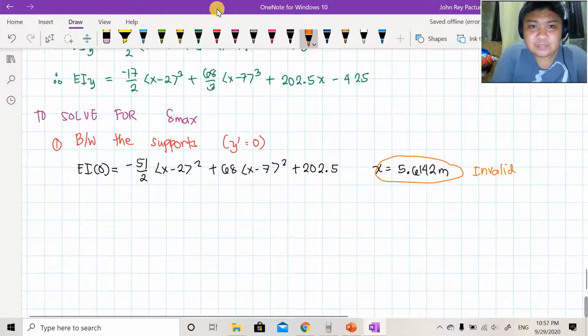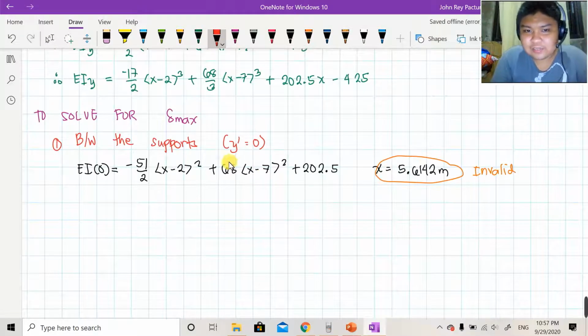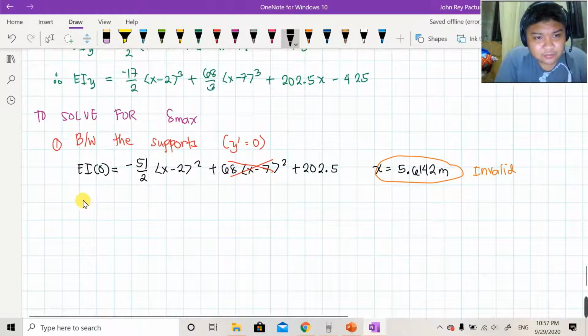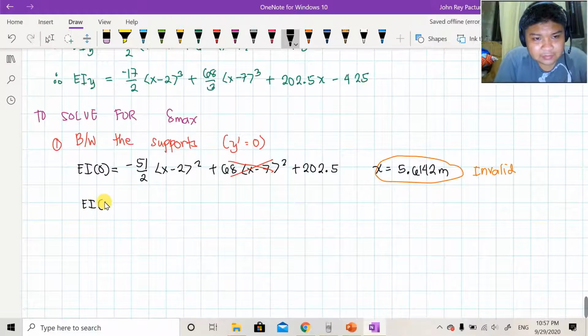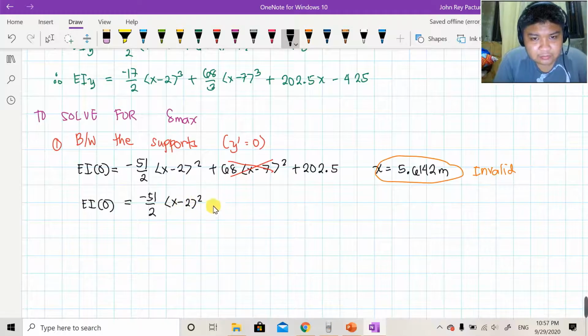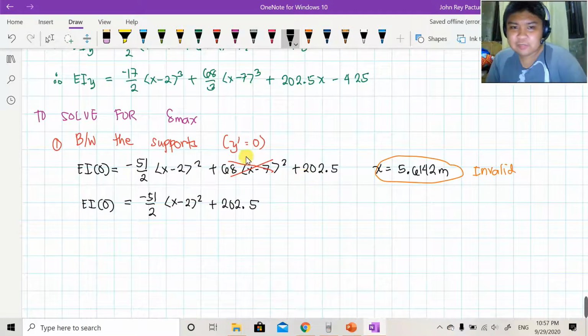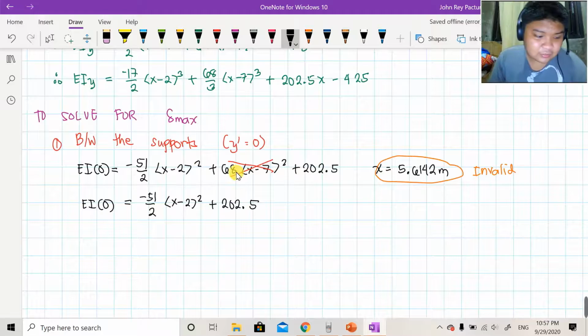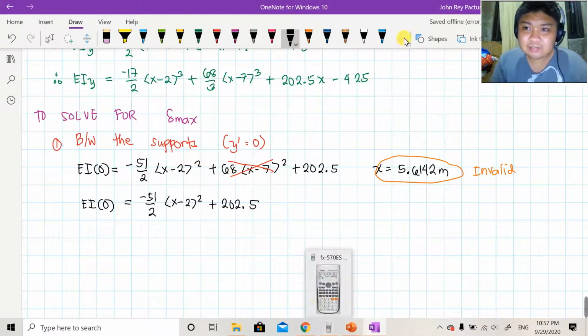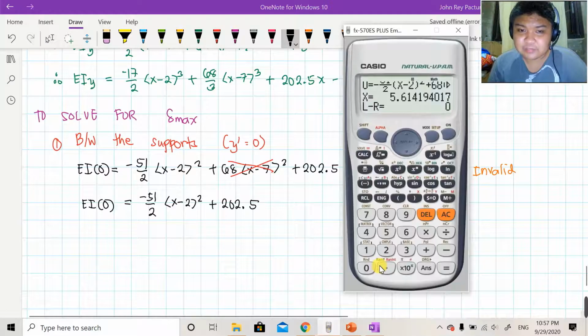So by default, hindi siya pwede. So ibig sabihin, although invalid, sa next try na mag-attempt ka, tanggalin mo lang to. So therefore, attempt ka ulit, EI0 equals negative 51 over 2 ng x minus 2 na squared plus 202.5. So what I mean is, i-retype mo lang yung equation pero tatanggalin mo na to. Okay? So yung reference natin ng pagtanggal nasa mga previous videos na class. So please watch the previous videos.